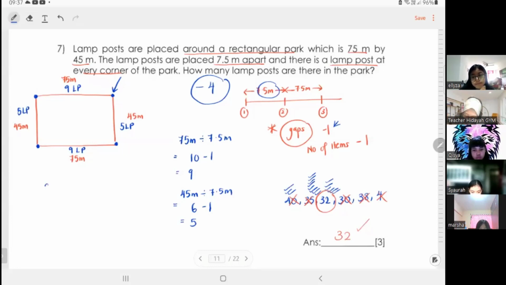Okay, so how many lampposts are there in the park in all? You take 9 plus 9 plus 5 plus 5. Answer minus 4 equals to 32. Understand? Okay.